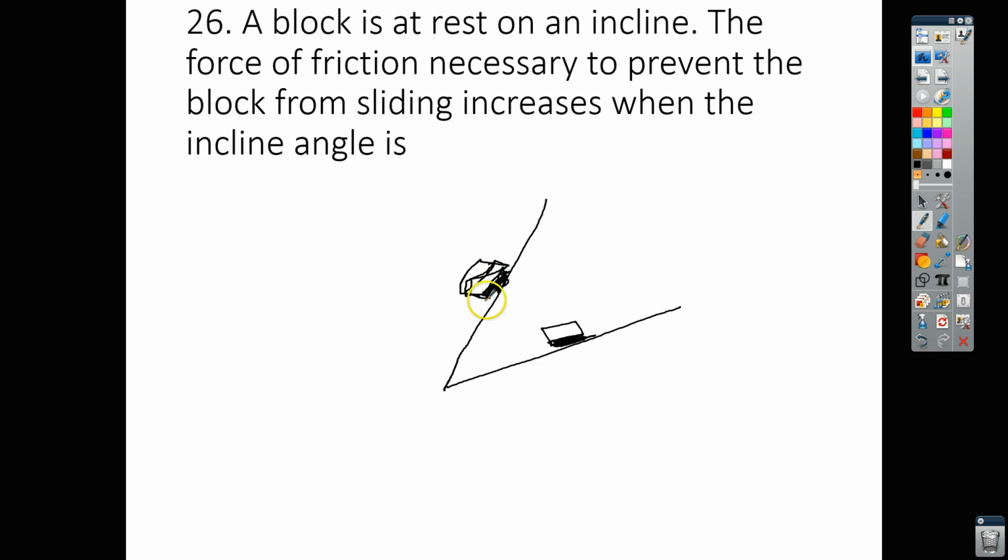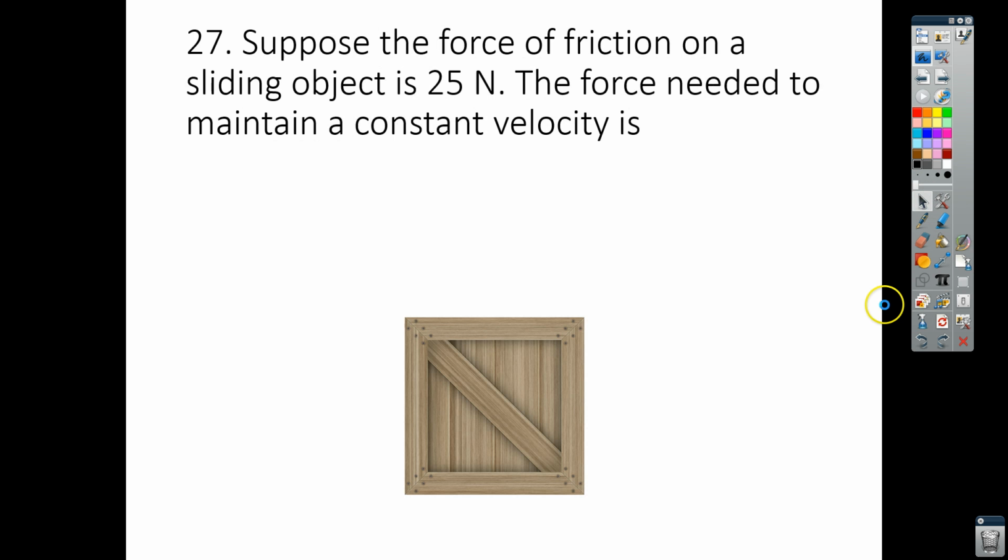If I make it steeper, I know that here gravity is pulling it down, and I've got a normal force, remember, that's kind of coming down like this and then going across. On this one, the gravity is still the same length, but our normal force now is not very big at all in order to make that triangle. So here, if the angle increases, then the force of friction also has to increase to keep that block from sliding. Next one is number 27.